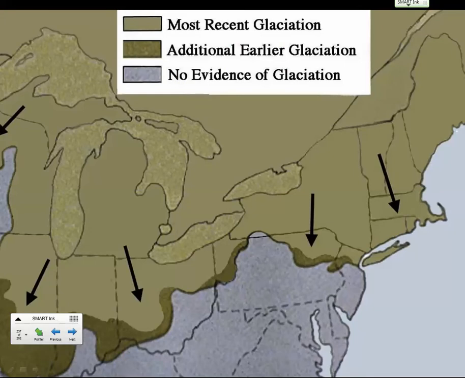Here we can see the most recent glaciation in the lighter colored brown, and it has covered pretty much all of New York State with one exception. There's this small area in southwestern New York which was not glaciated. We have no evidence there of glacial extent, and it's kind of odd that that happened. I don't really know why. Maybe somebody does, but I don't.